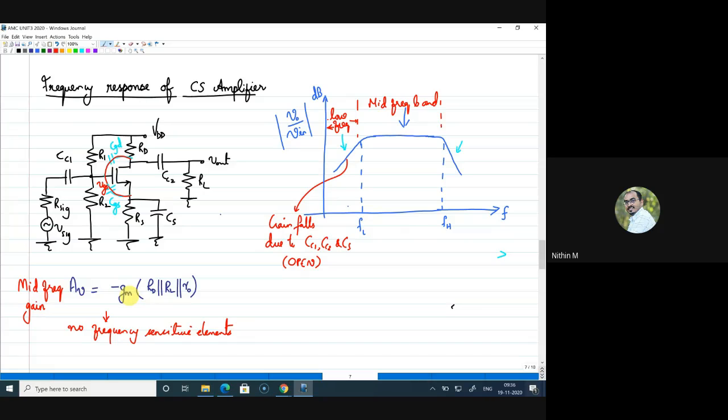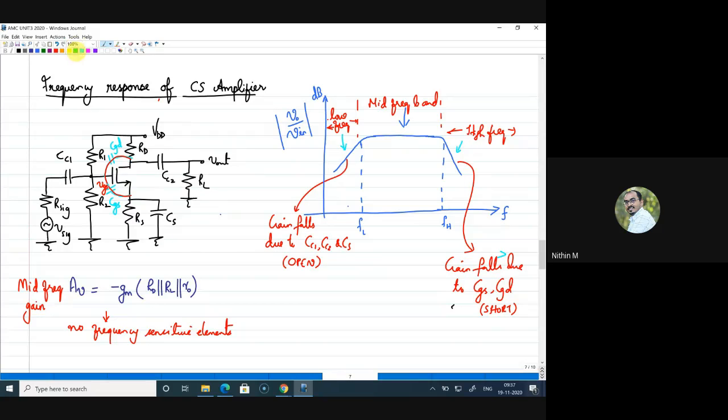At the same time, look at CGD. CGD is directly coupling from input to output. There also, if it is acting as a short, your output is almost the same as input. That will result in a reduction in gain from this current state. I can mark here, this is your high frequency band, and here the gain is falling. Gain falls due to CGS and CGD, because they are acting as short.